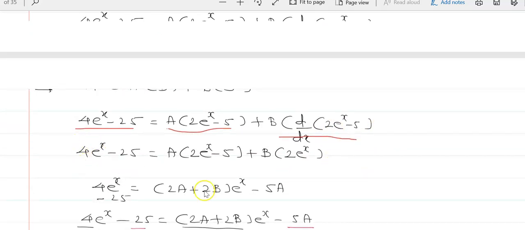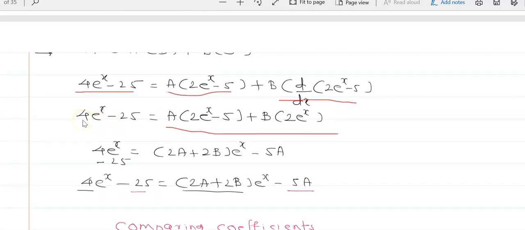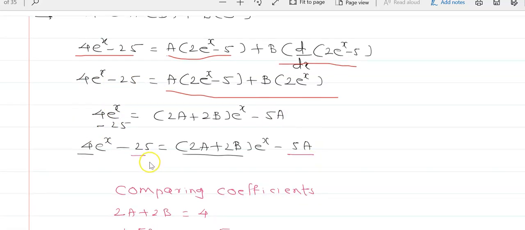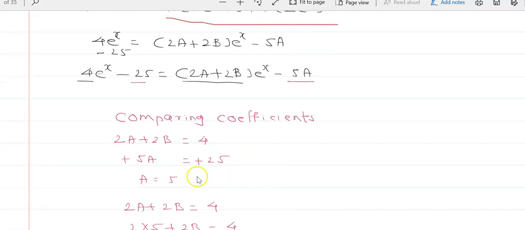Now compare the coefficients of a and b. Simplify this first. Take e^x as common: (2a + 2b) e^x, and here is −5a. Again, on the left side we have 4e^x − 25, and here again is −25. Now compare the coefficients of the constant and e^x on both sides. On the left hand side, the coefficient of e^x is 4, and on the right hand side it is 2a + 2b. Therefore, 2a + 2b is equal to 4.